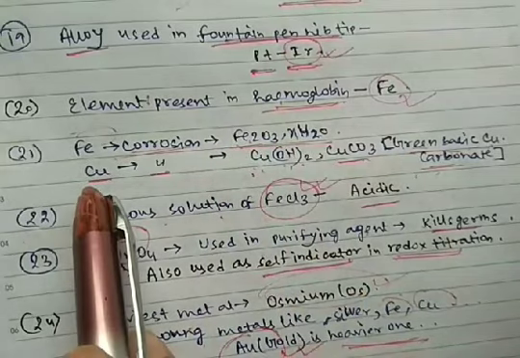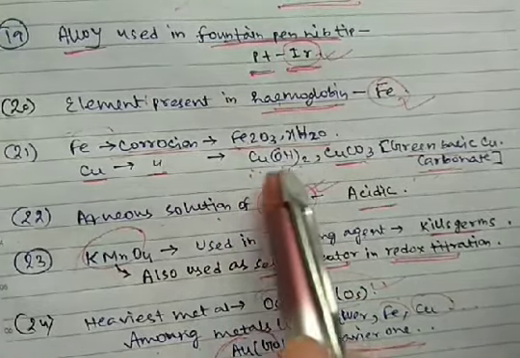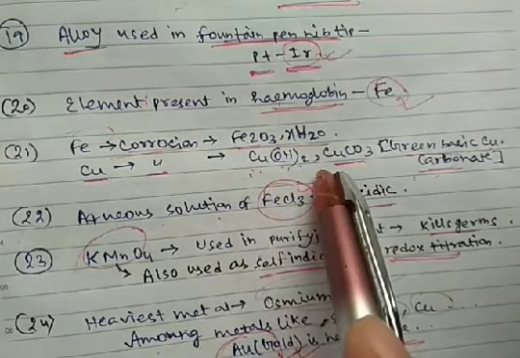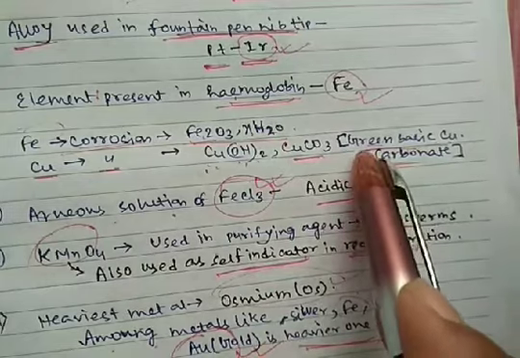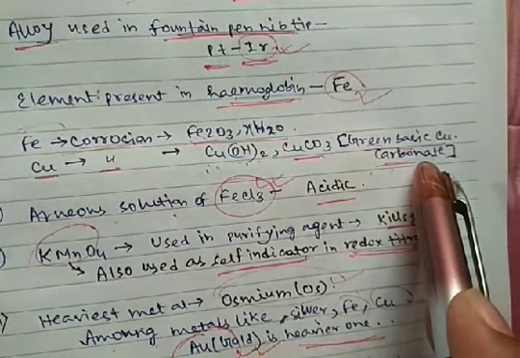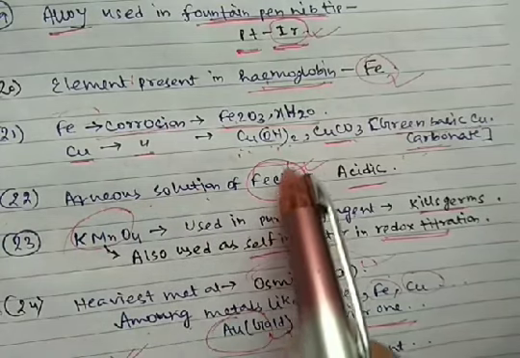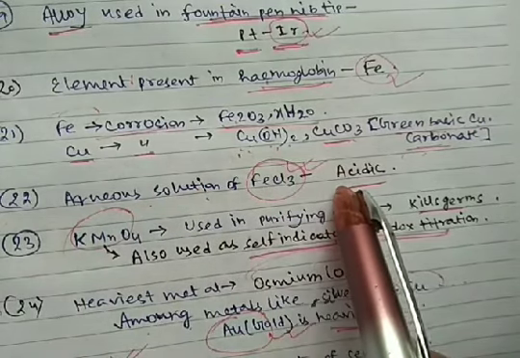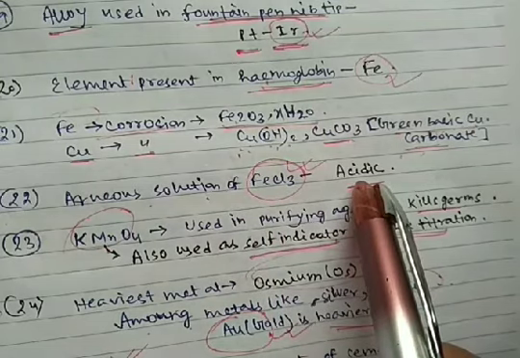And in copper also you can see rust. After corrosion it gives a formula like Cu(OH)2 and CuCO3. This as a whole is known as green basic copper carbonate. Now the next question is aqueous solution of ferric chloride. This is acidic in nature.